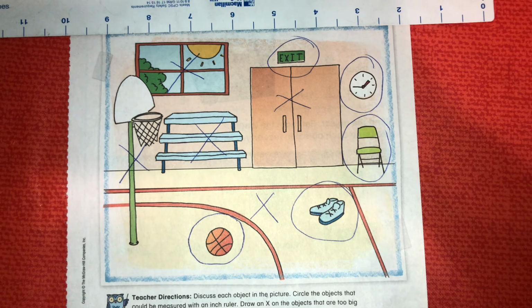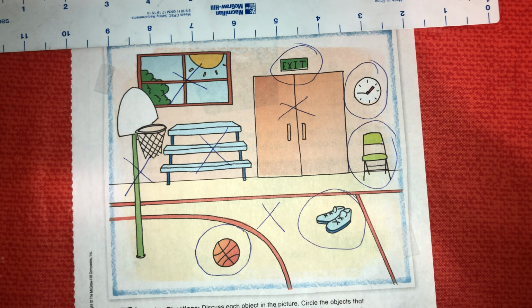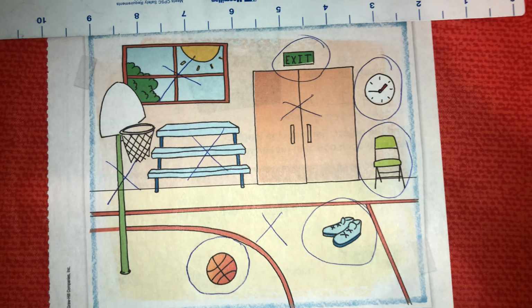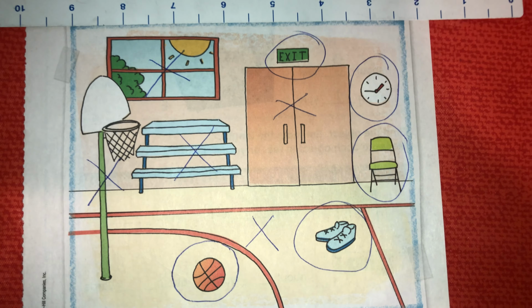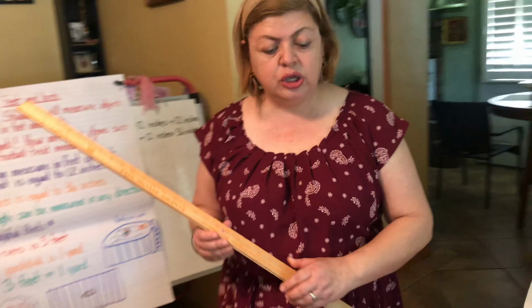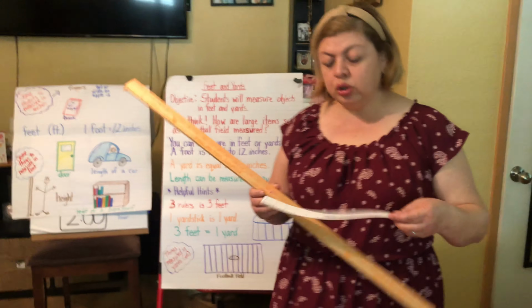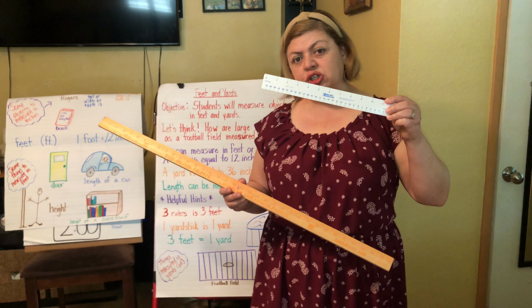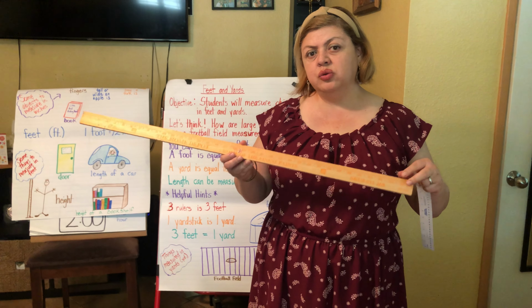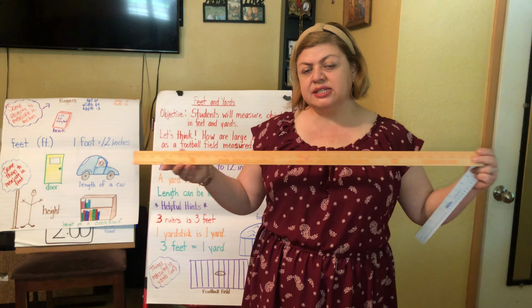Anything else? Okay, yeah, I think we covered pretty much everything. So I hope that you are understanding that we use rulers to measure objects that are smaller, and we would use yardsticks to measure something that is bigger or larger.